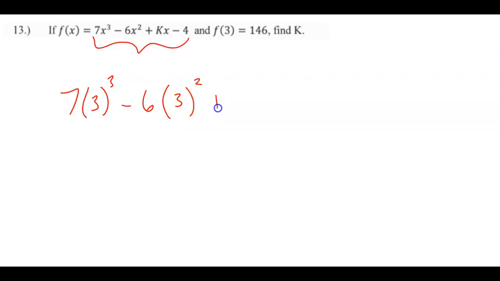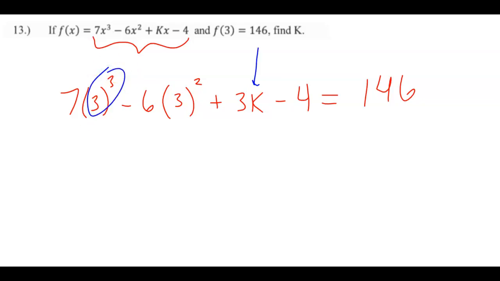3 squared plus k times 3, or 3k, minus 4. And they're telling you when you plug in 3 for all the x's, you should get 146. So now that we know what x is and now that we know what the answer is, that allows us to solve for k. Now be careful when you do this, you need to do order of operations, which means exponents first. So you cannot multiply 7 times 3 and then cube it. Remember, parentheses and exponents first.